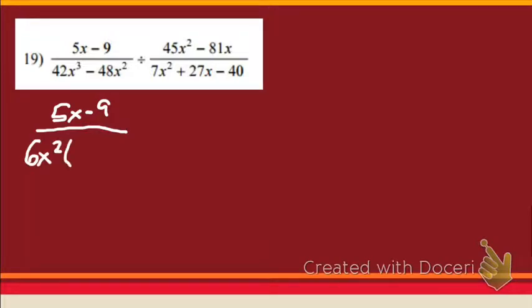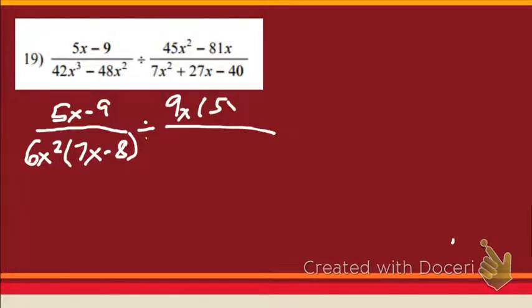So we could pull that out, and we're left with a 7x minus 8. Alright, and then divided by, now in this numerator, we could pull out a 9x, and we'd be left with 5x minus 9. And then in the denominator, that would be an AC method problem.